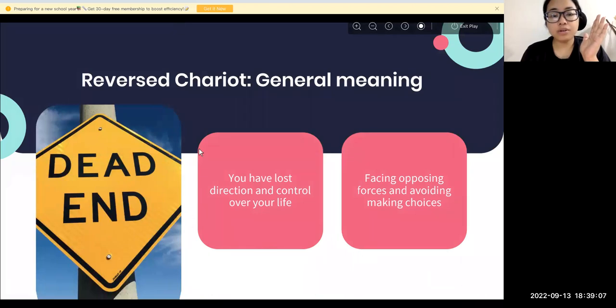So if the Chariot comes in the reverse, it means that you have lost the direction and you have lost control over your life. You are not able to understand why this is happening in your life, right? You are facing unwanted opposition, like people are not okay about it, people are not supporting, your parents are not supporting. So avoid making choices right now, and instead slow down and look at what you can be in control of in whatever you're doing right now.